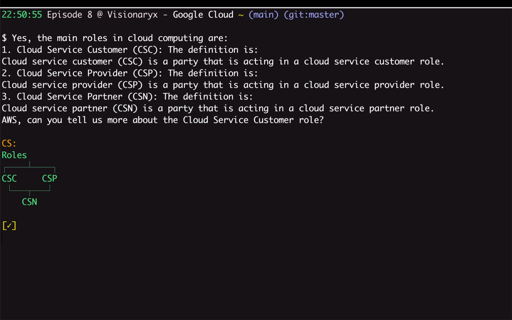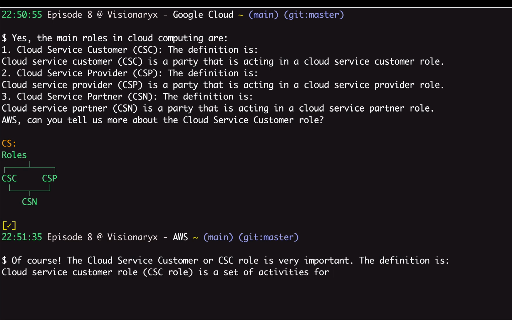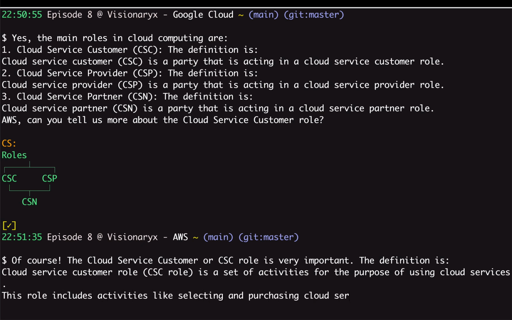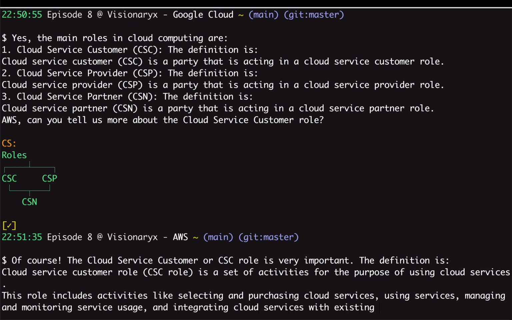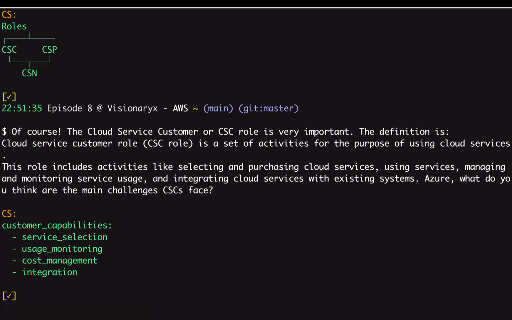AWS. Can you tell us more about the Cloud Service Customer role? Of course, the Cloud Service Customer, or CSC role, is very important. The definition is, Cloud Service Customer role, CSC role, is a set of activities for the purpose of using cloud services. This role includes activities like selecting and purchasing cloud services, using services, managing and monitoring service usage, and integrating cloud services with existing systems.